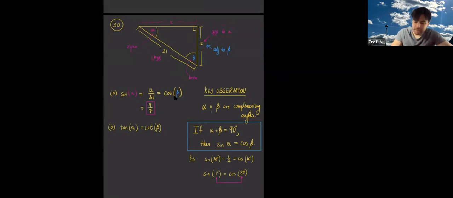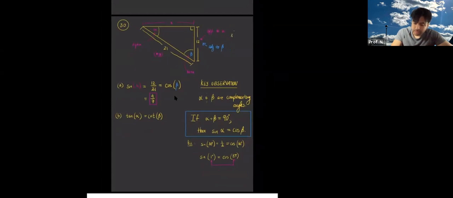Pythagorean theorem, right? So what does the Pythagorean theorem state? It states that x squared plus 12 squared equals 21 squared. What is 12 squared? 144. What is 21 squared? 441. Subtract. What does x squared become? What is 441 minus 144? Do that real quick. Isn't it 297? So what is x? The square root of 297.